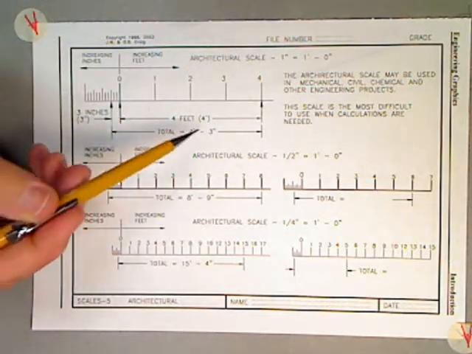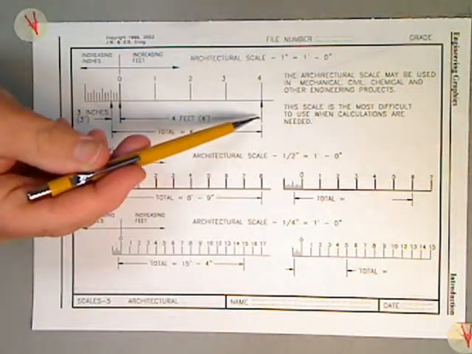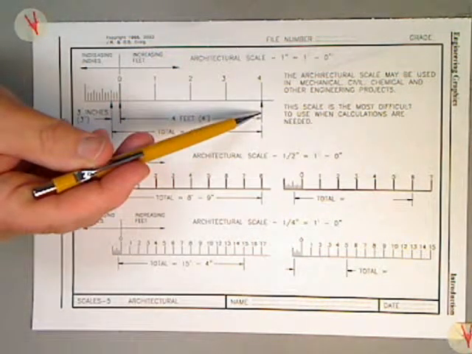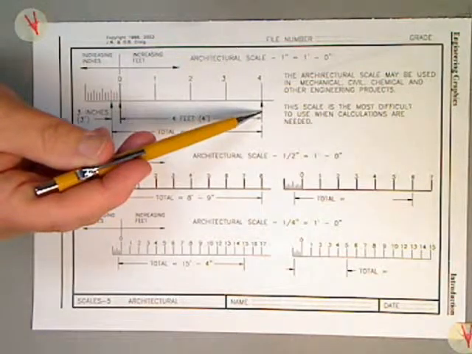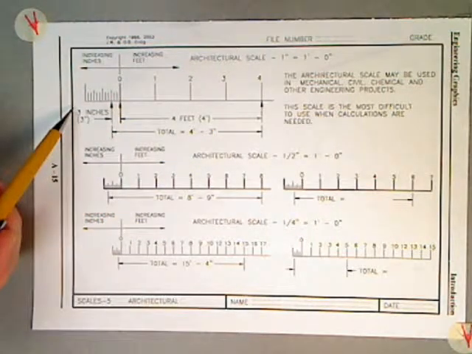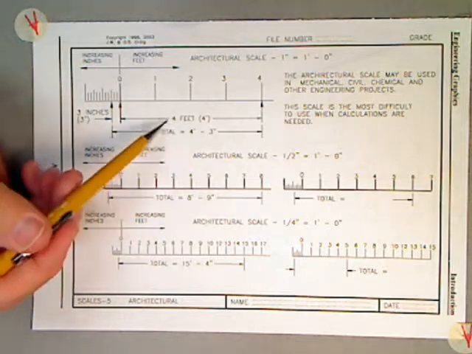So for this measurement, we look from 0 over to this side, over to the left, in your case over to the right. That would be 4 feet, 3 inches. And you would note it like so.